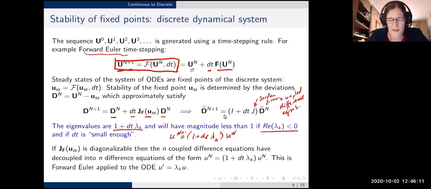The other point is, if the Jacobian diagonalizes, again, we've decoupled the entire problem into a system of decoupled difference equations. And then all you need to do is understand how the numerical scheme performs on a single ODE. So if the Jacobian diagonalizes, then you just need to understand how the time stepper works on one ODE instead of having to understand the full system.